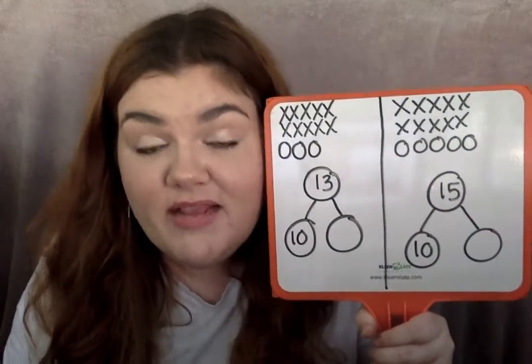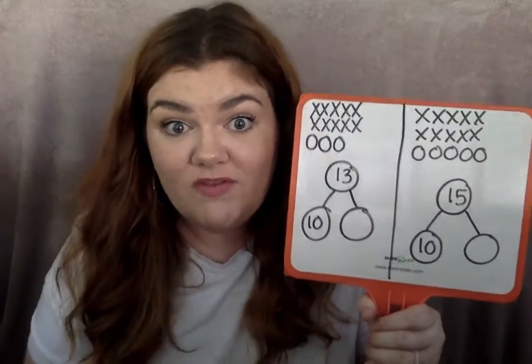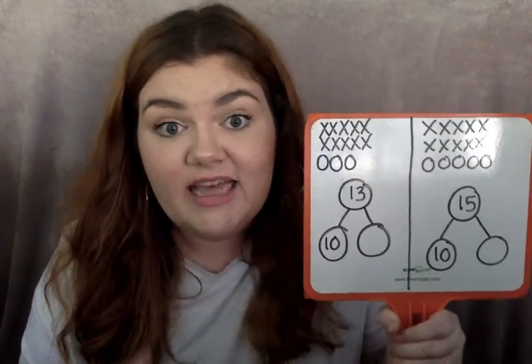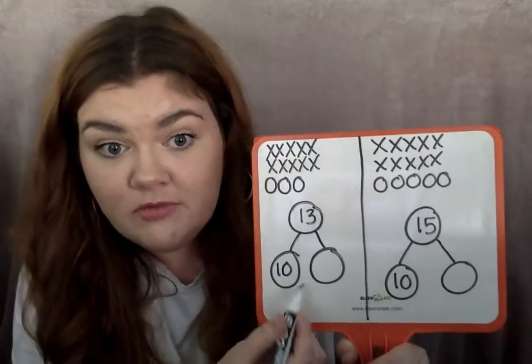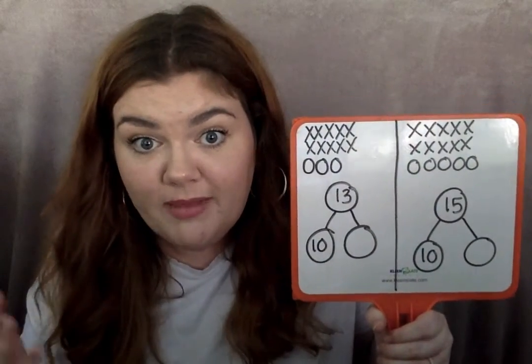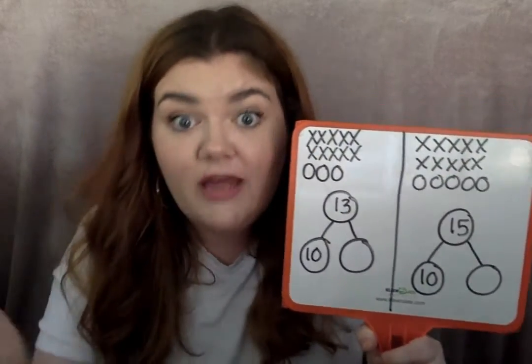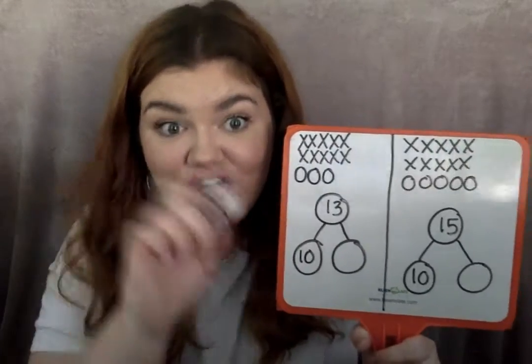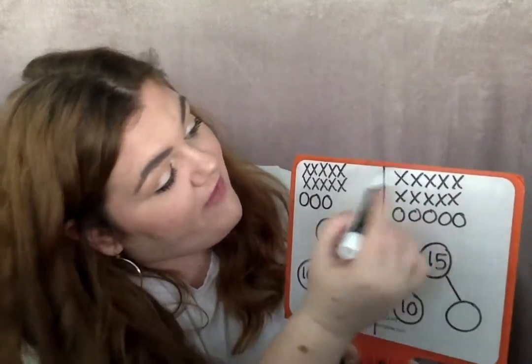So maybe something that will be helpful, we know when we've been doing our teen numbers, is that it always needs to have a what? Always needs to have a 10. And something that we've been doing when helping make our teen numbers is we circle what? 10, right? We circle 10. So let's see if we can find 10 in this.